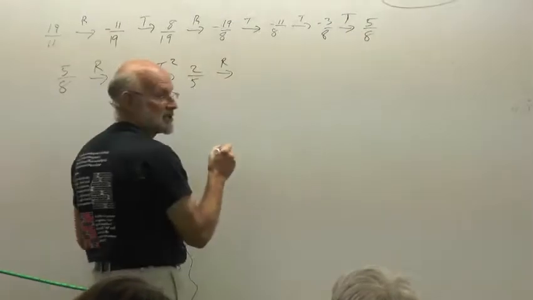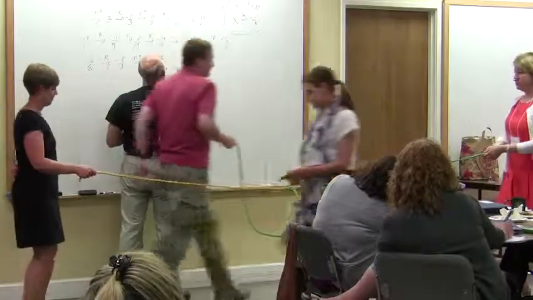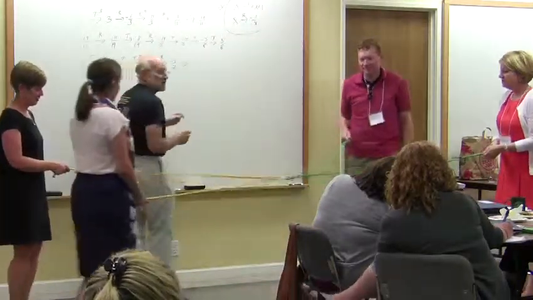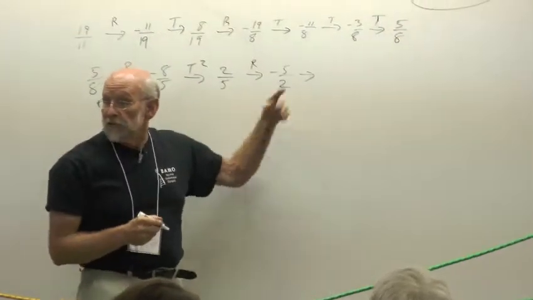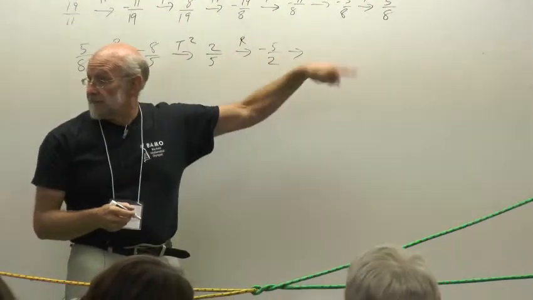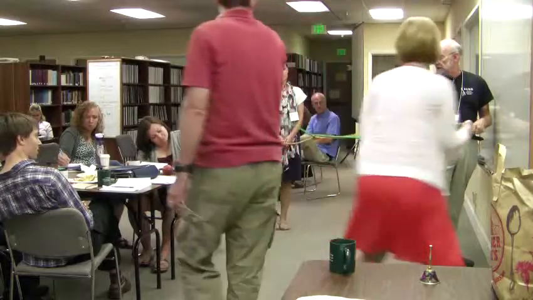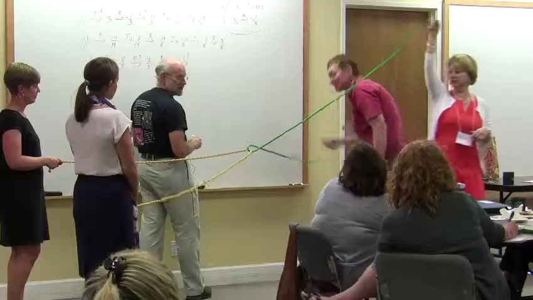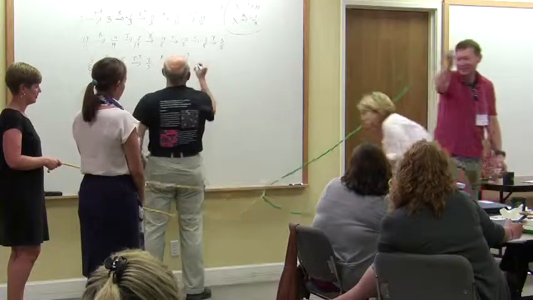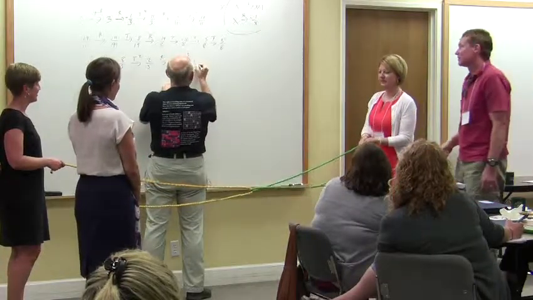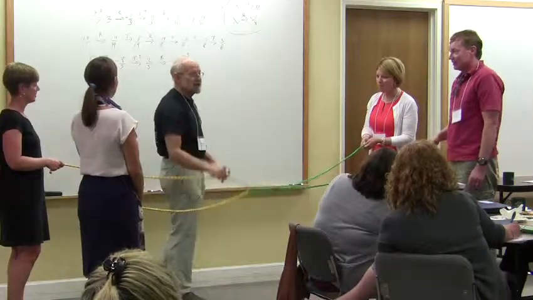Rotate, and that'll take us to -5/2. How many? 3 twists, right? 2, 4, finally 6 will get us positive here. So we want 3 twists. 1, 2, 3. And that gets us to +1/2. This is looking good, isn't it?